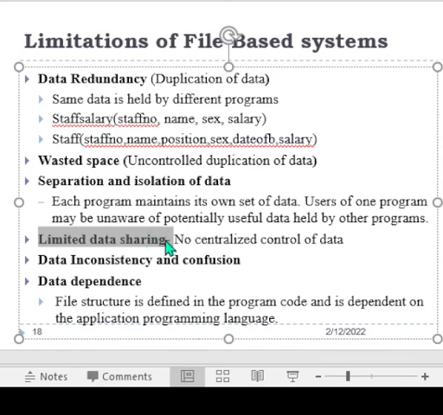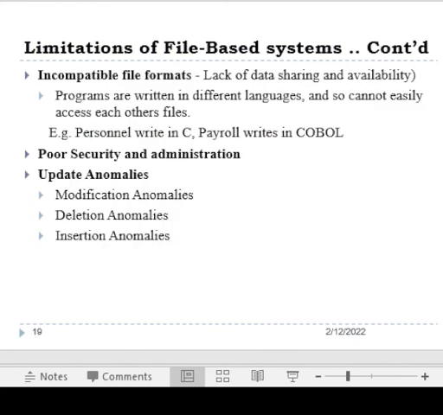Since the file-based system is decentralized, there is no data sharing between applications, since there is nothing centralized. There is inconsistency and confusion. This inconsistency and confusion is the result of duplication. Since the data is wrongly duplicated, it gives some inconsistency, some confusion, and also some data dependency.